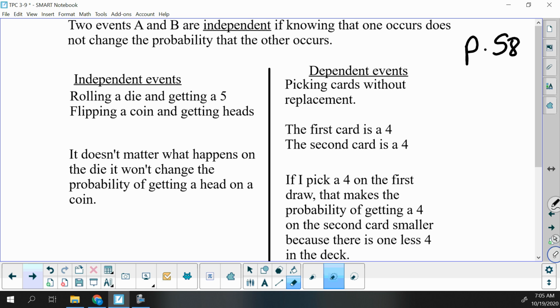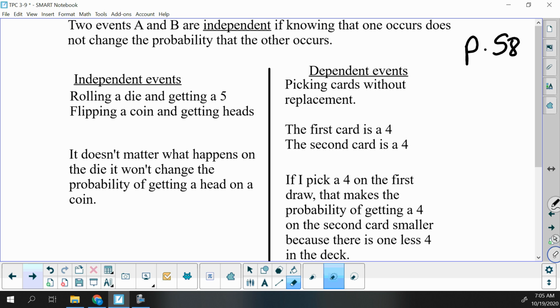A dependent event is one where if we know the outcome of the first one, it changes the probability of the second one. So say we want to pick two cards, one right after the other, and we're not going to replace them. The first thing we want is for the first card to be a 4, and then on the second pick we want the card to also be a 4. Knowing whether or not we got a 4 on the first draw will change the probability of whether we'll get a 4 on the second draw. So those would be considered dependent events.